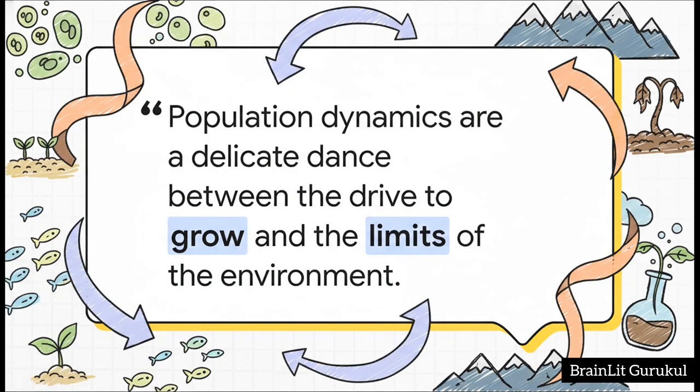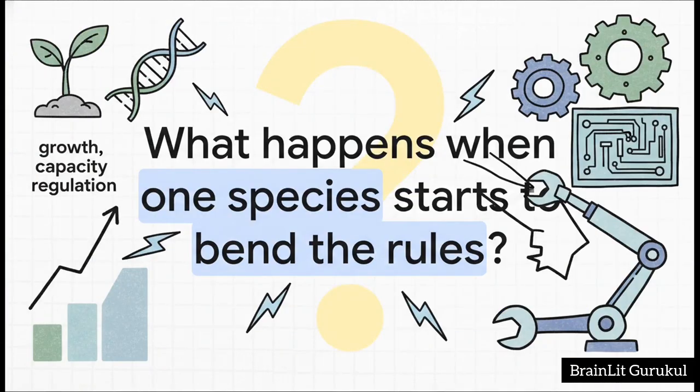So at the end of the day, what we're really watching is this beautiful, delicate dance that's happening all the time, all over the planet. It's a dance between life's unstoppable urge to grow and multiply and the hard and fast limits set by the environment. You know, these rules of growth, of limits, of regulation, they apply to everything. Every plant, every animal, every microbe on Earth plays by this rulebook.